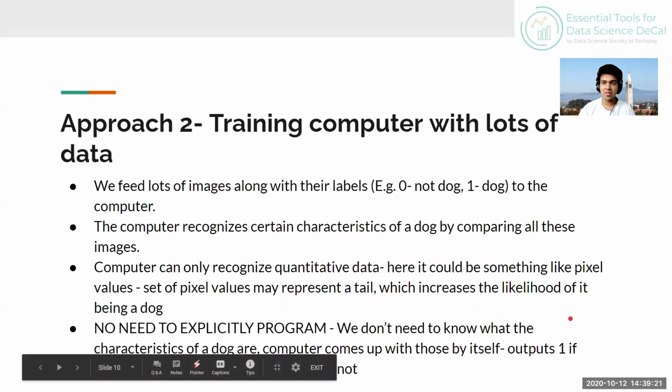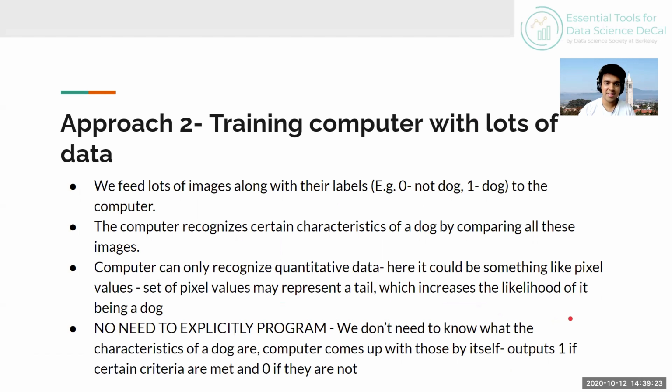And a good thing about this approach is that we do not need to explicitly program. So while in the previous approach, we needed to come up with rules and decide what a computer would do if it met the rules, if it didn't meet the rules, over here, we only need to have a ton of images to feed the computer. And we don't need to know exactly what the characteristics of a dog are. The computer comes up with those by itself. And after it comes up with those criteria, it outputs one, that is a dog, if the certain criteria are met, and zero if they are not.